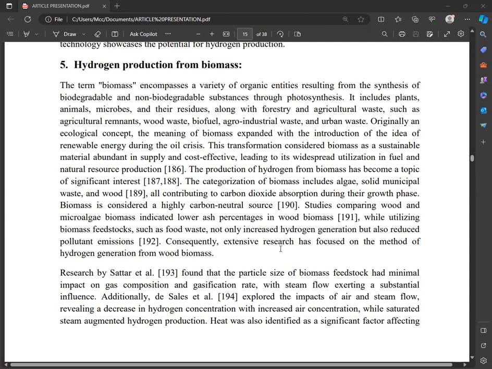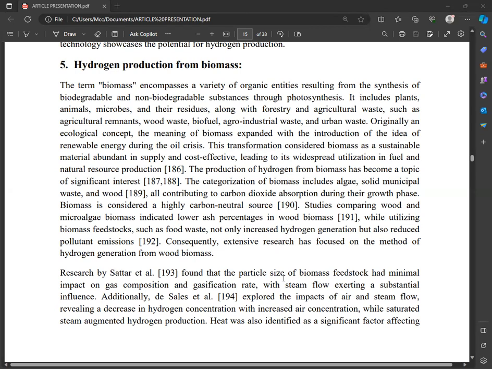I'll explain the second part of my presentation, which starts from hydrogen production from biomass. And at last, the sixth step of producing hydrogen, which is ammonia decomposition. So let's start with hydrogen production from biomass.